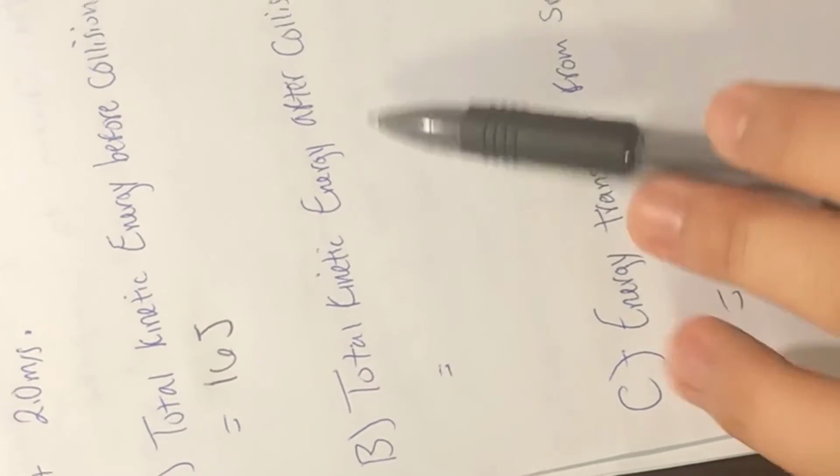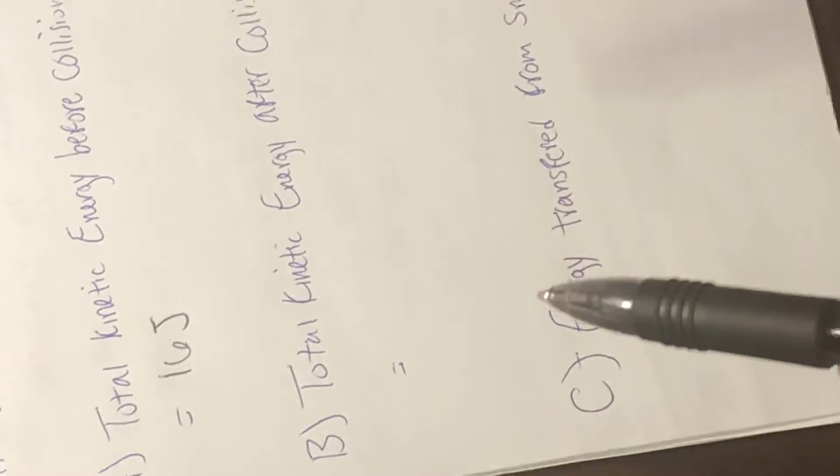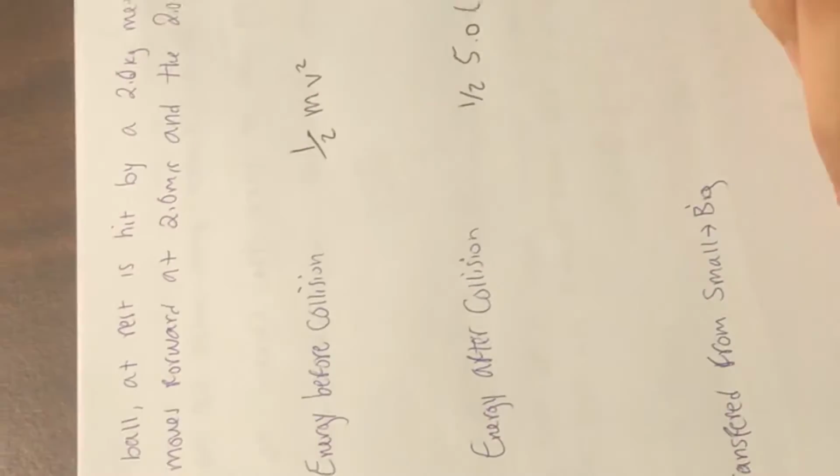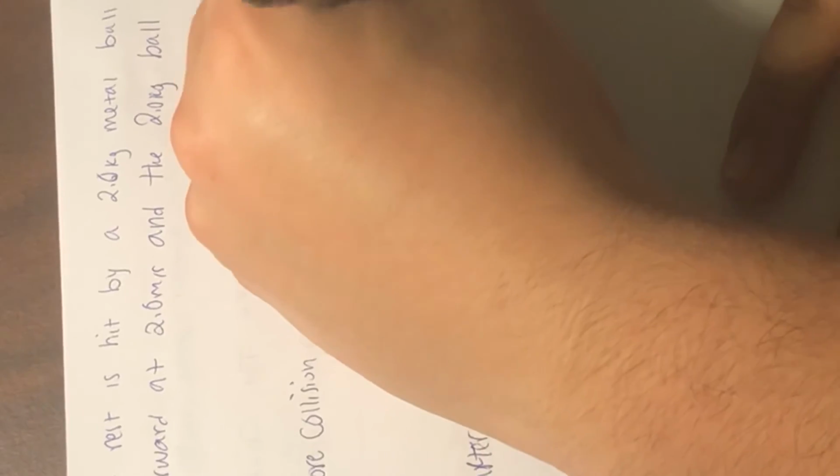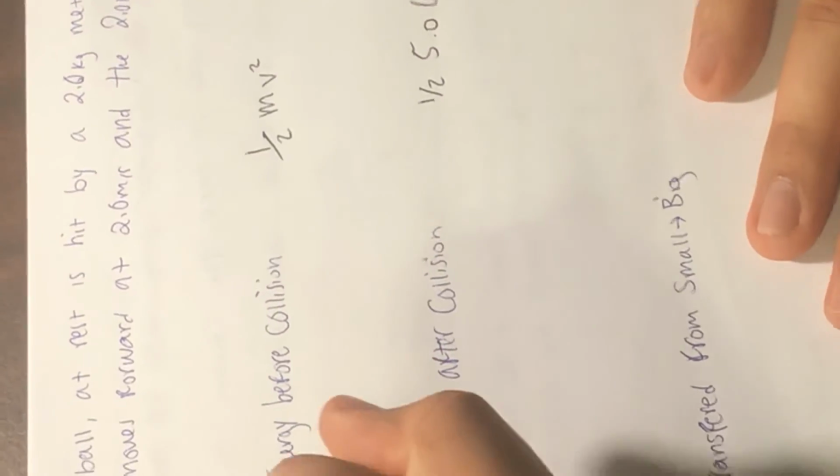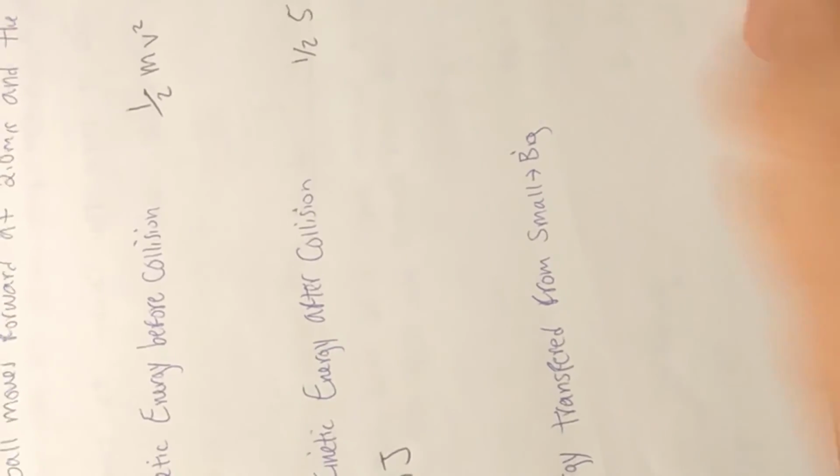So the total kinetic energy after collision would be 1/2 times 5.0 times 2.0 squared, which equals 10 joules. And now for the energy transferred from the small to the big, all I did was 1/2 times 2.0 times 2.0 squared equals 4.0. So the answer is 4 joules.